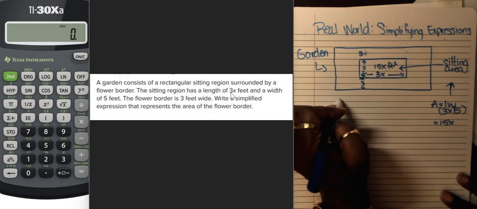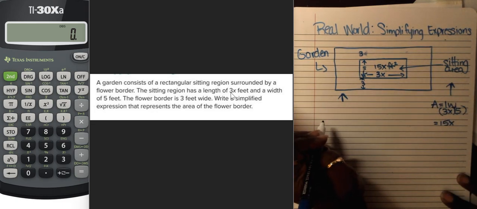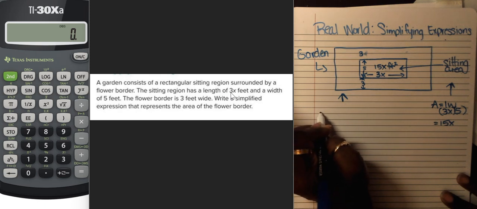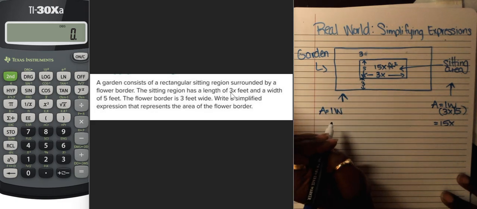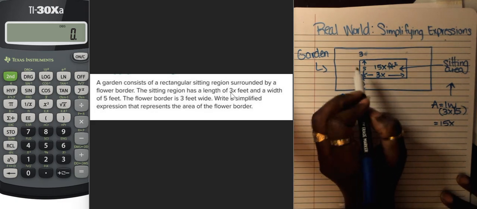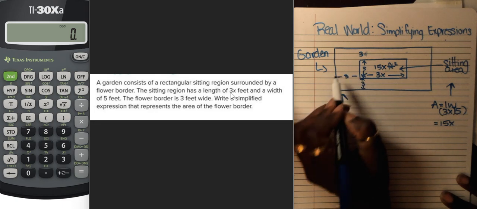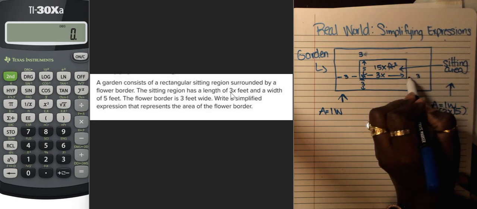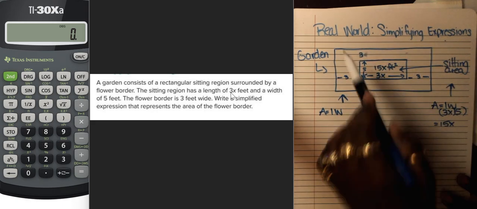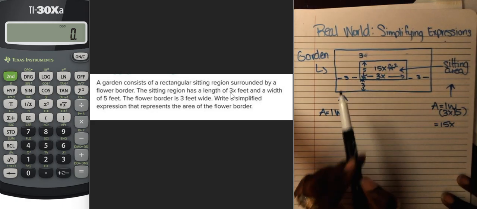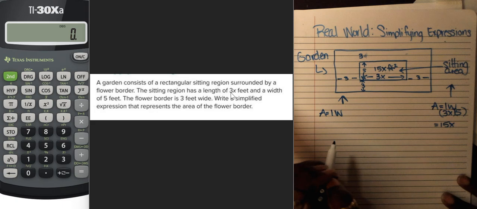Okay, so now we need the area of the entire shape, right? So the area of the entire shape is going to be area is equal to length times width. And what we get is this over here is also 3. Okay, so they're telling us it's 3 feet wide. Okay, so all the way around it's 3 feet wide. So what we're looking at then, if we want to find the area of the entire shape, we need to know what the length and the width is.